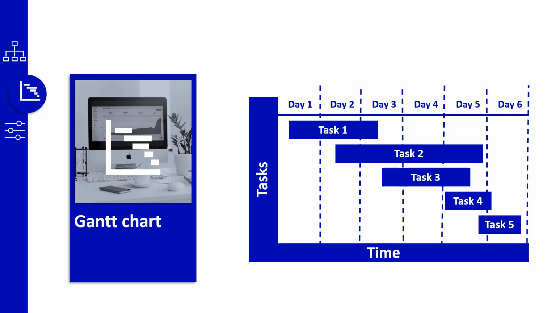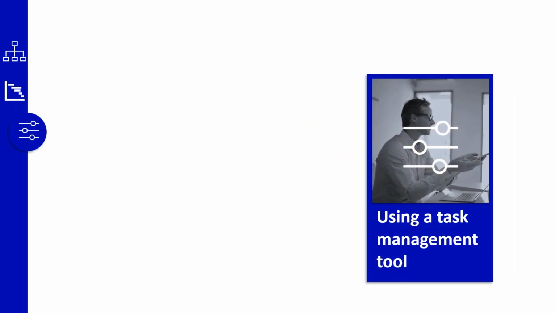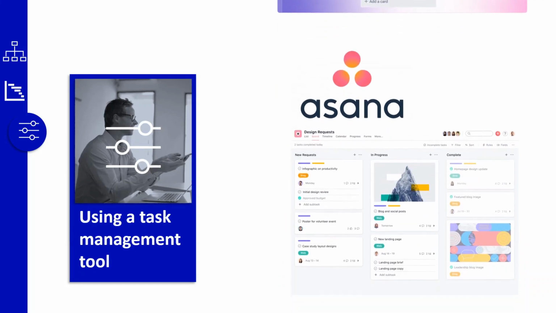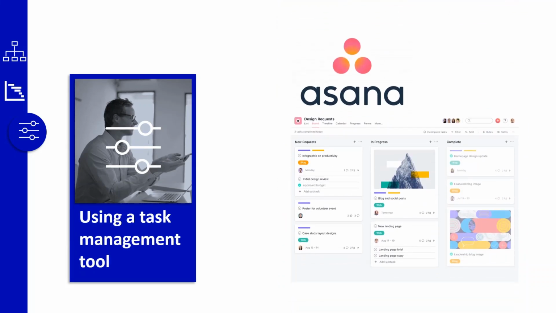And third, using a task management tool can help you to keep track of your tasks and collaborate with others. There are many task management tools available, such as Trello or Asana, that allow you to create and assign tasks, set deadlines, and track progress.